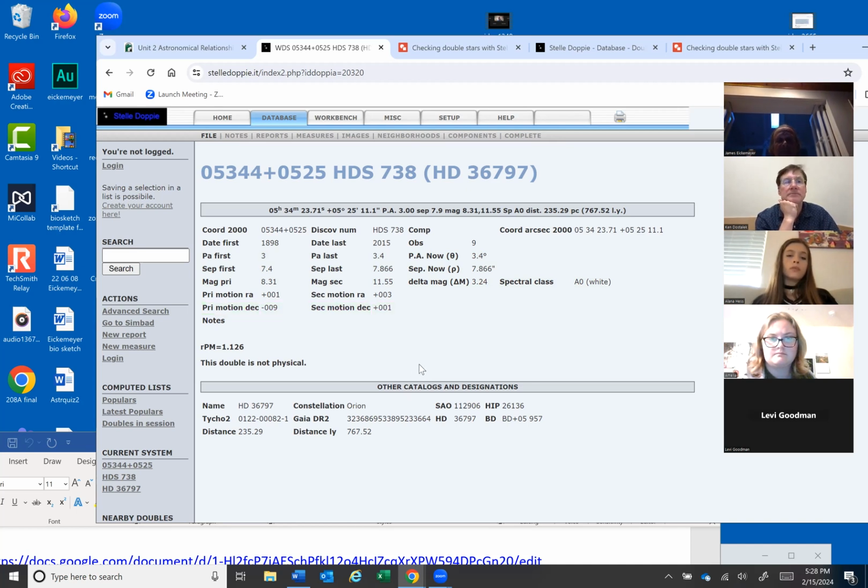Now, if it turns out that, wait, this says it's not physical. Whoops. So we should have looked at that first. Okay. So that one's not physical. So anyway, that's the process that we go through. And so what I'm recommending then that you could do is see if you could find a few stars that look like they might be reasonable.